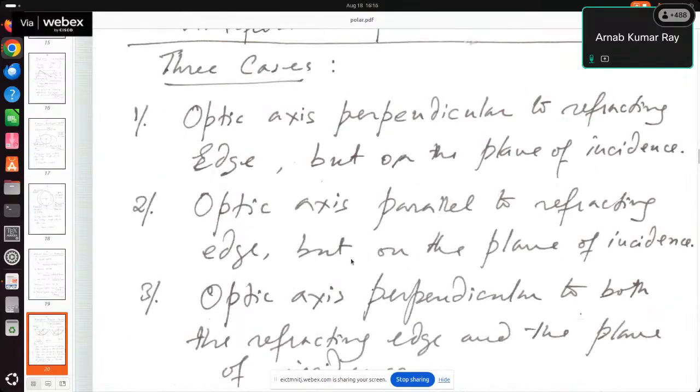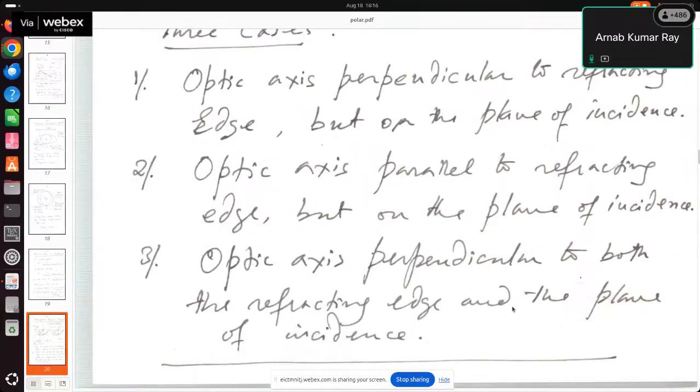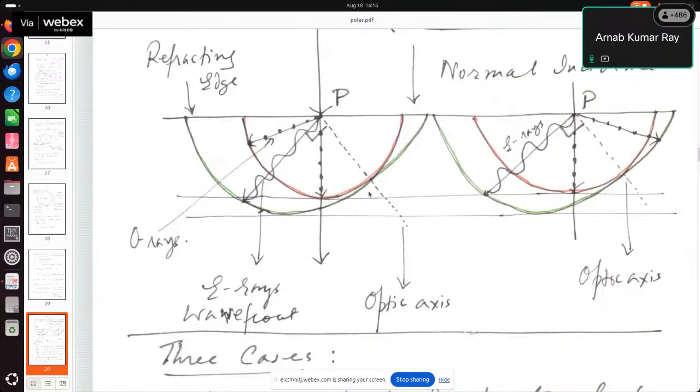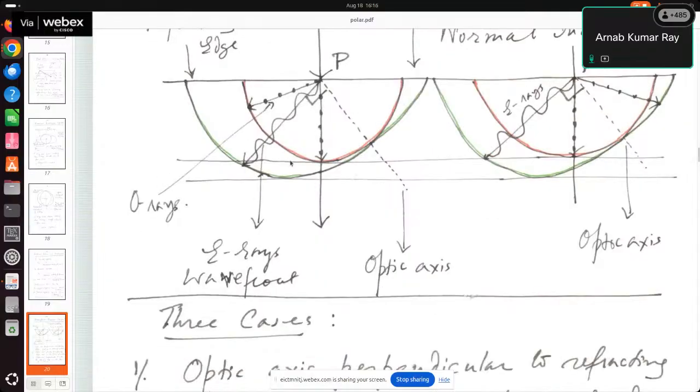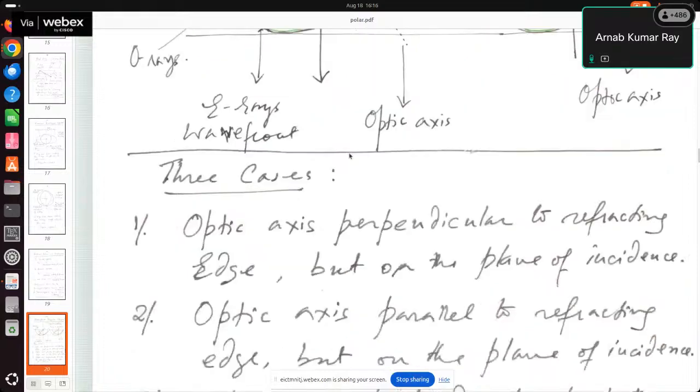And in the third case, optic axis is perpendicular to both the refracting edge and the plane of incidence, which means that you have lifted it out of the plane of the paper. It is perpendicular to both this line as well as this line, and so it is pointing towards you. In these three cases, how will you see the geometrical layout of these wave fronts?